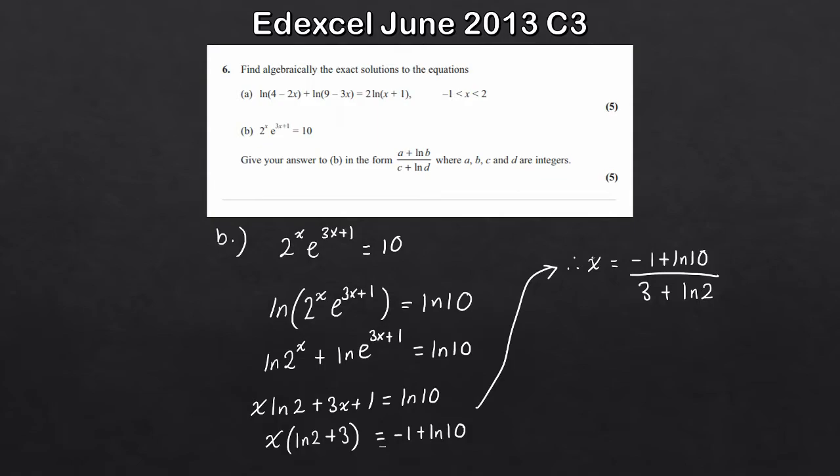So notice I'm writing it in the form they want it. Normally we would write this as ln 10 minus 1 rather than minus 1 plus ln 10. But because they want it as a plus ln b, for example, and c plus ln d, I've just given it in that form there. So that's a, that's b, that's c, and that's your d there. Okay, so 10 marks over off that question. Again, just practicing your laws for logarithms and exponentials, but hopefully not too bad.